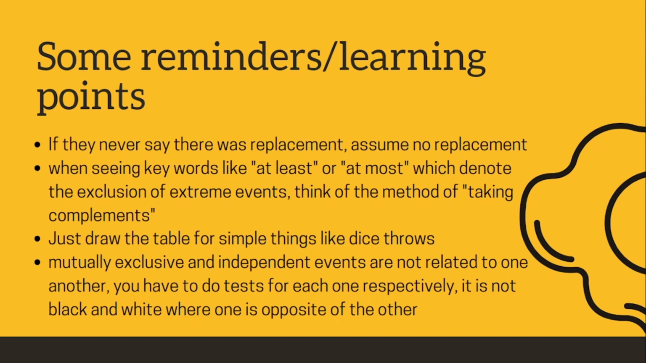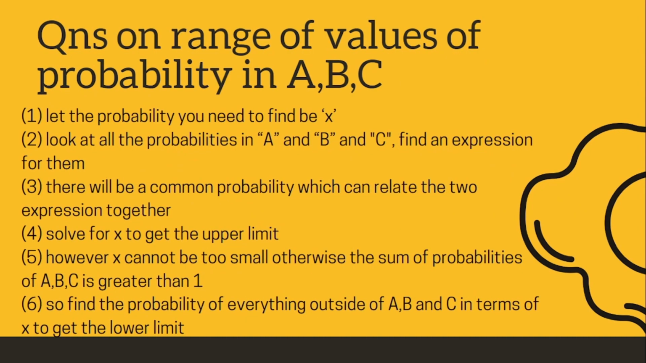Then for mutually exclusive and independent events, they are not related to one another and you have to do different tests separately. Mutually exclusive is if the intersection of A and B has probability 0. Whereas if independent, P(A) times P(B) is equal to the probability of the intersection of A and B.